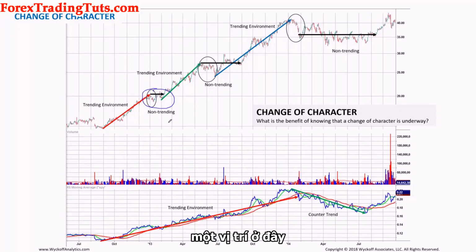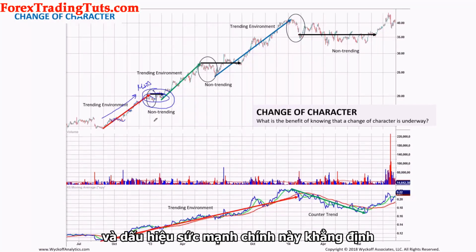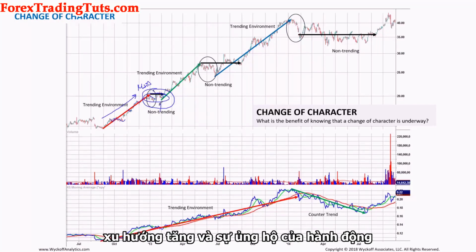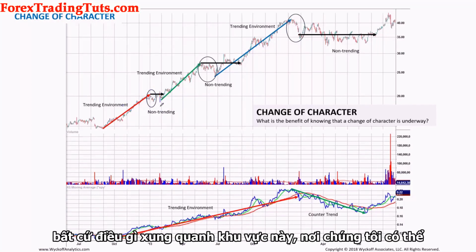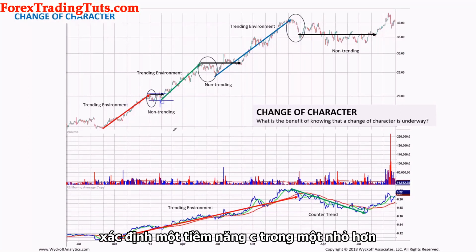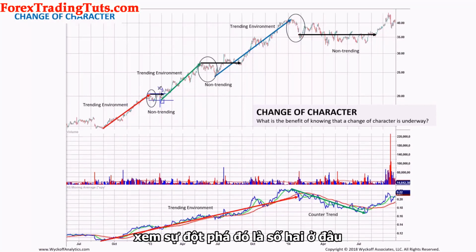It's probably going to be in a spot here after the major sign of strength, which basically tells us that the character now is to move the price to the upside and have very, very small reactions. And this major sign of strength confirms the uptrend, and the backing up action confirms the change of character. So anything around this area where we could identify a potential C in a smaller trading range, that's number one. Where we see the breakout, that's number two. Where we see a smaller backing up action, that's number three. Where we see another breakout, that's number four.